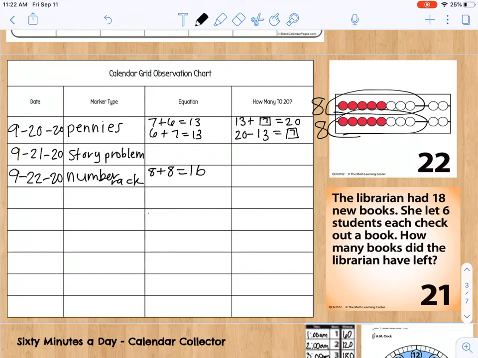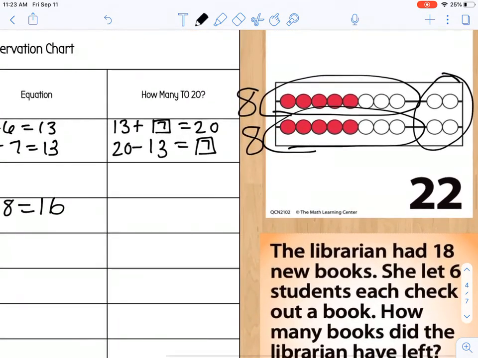How could we write an equation to find out how many more to 20? Good. So you might see that there are 4 over here on the other side. So some of us might be saying, we know that 16 plus the 4 that are not in play make 20. Another way we could have solved that would be by taking all 20 beads that are on the number rack, taking away the 16 that we put in play to find that there are 4 left not in play.